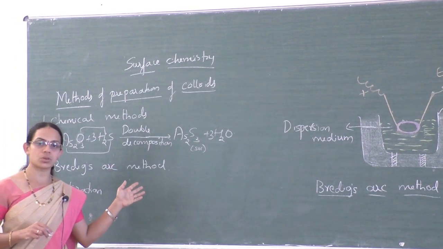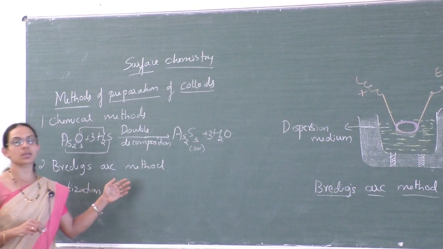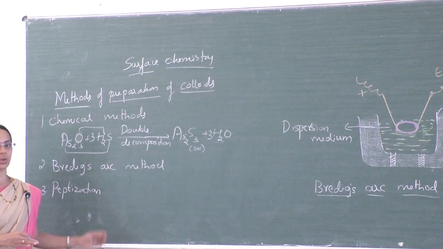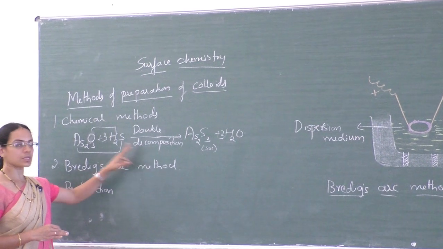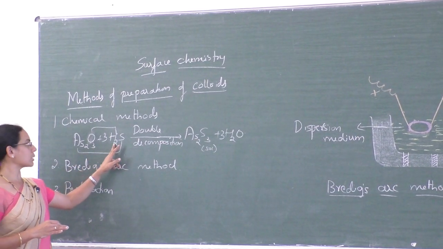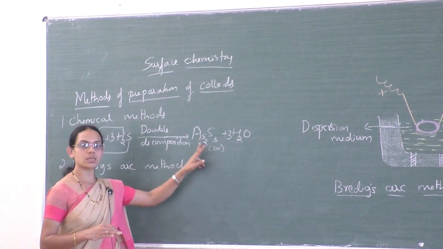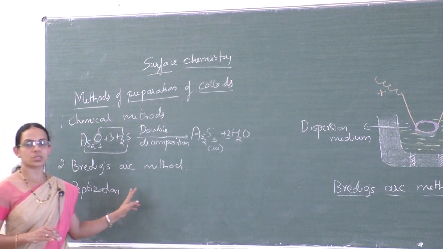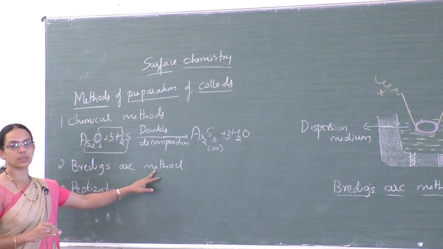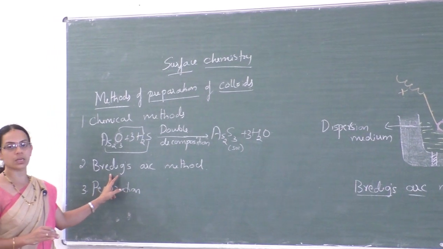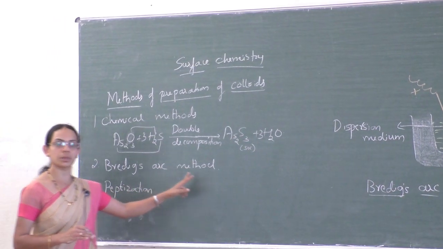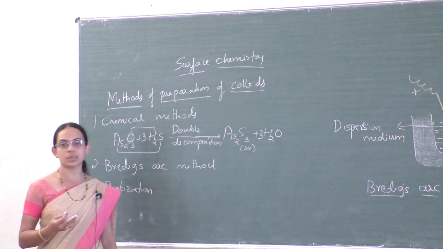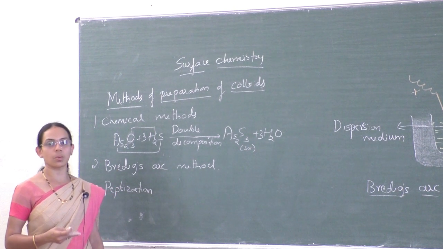Similarly, there are examples of oxidation reactions, reduction reactions and hydrolysis reactions based on which we can prepare different types of colloids. So in the double decomposition reaction, arsenic oxide reacts with hydrogen sulfide and it gives arsenic sulfide sol, right? And the second important method of preparation of colloid is Bredig's arc method. It is called electrical disintegration method or Bredig's arc method. So in Bredig's arc method, we can prepare the colloidal sol of metals like gold, silver or copper.